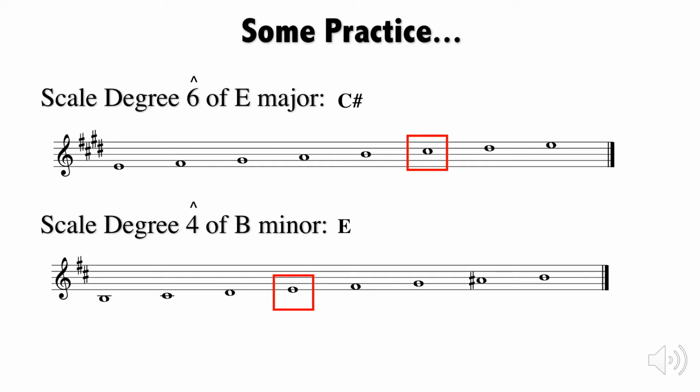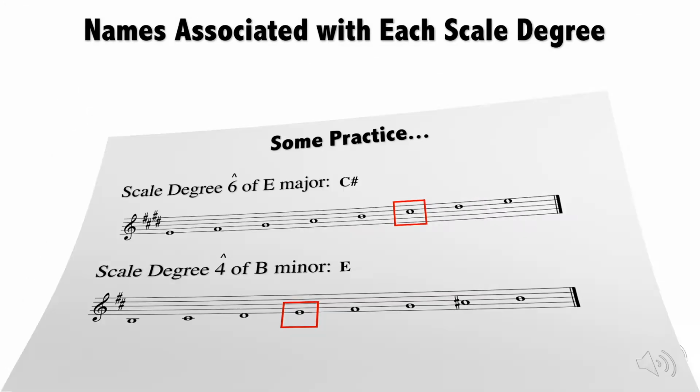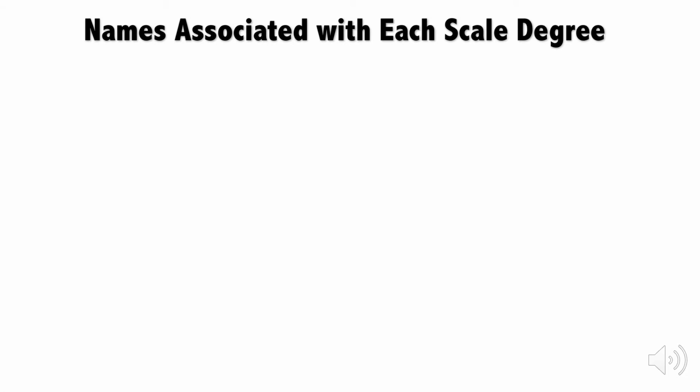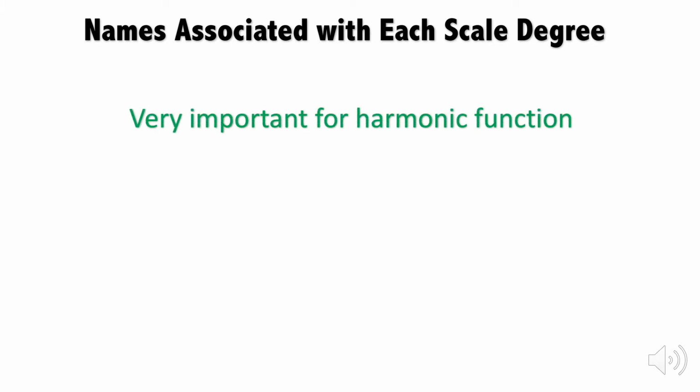So, scale degrees seem pretty straightforward and easy to understand, but what we really have to learn is the names associated with each scale degree. So what does this mean? Well, the reason why we have to learn this is because later on when you learn harmony and harmonic theory, this can be very important. So, let's get to the names.